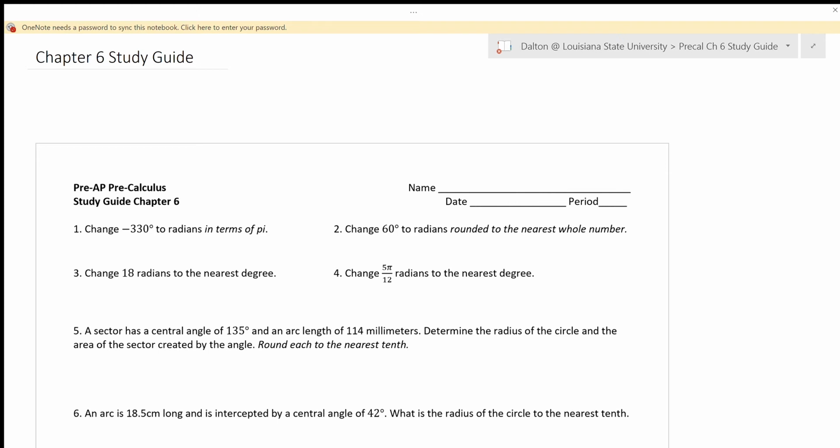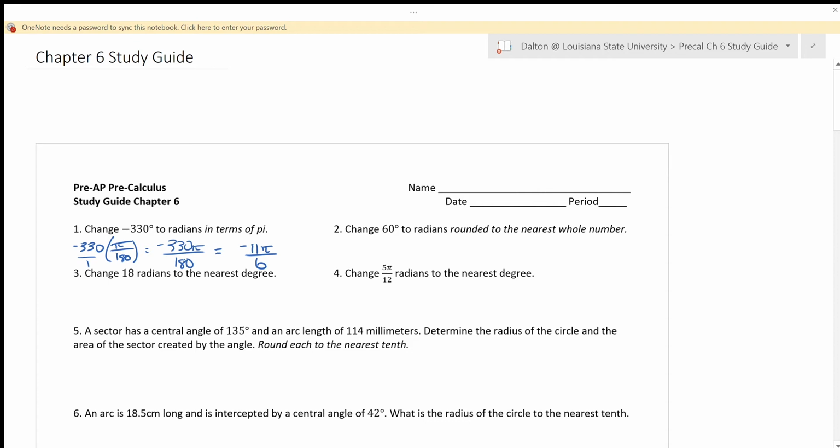So if I have negative 330 degrees, to get that into radians, I'm going to multiply it by pi over 180. In terms of pi means I want to keep this as a fraction. So we're going to multiply straight across. Remember, negative 330 is technically over 1, so when we multiply straight across, we get negative 330 pi over 180. And then you need to simplify negative 330 over 180, which simplifies to be negative 11 pi over 6.